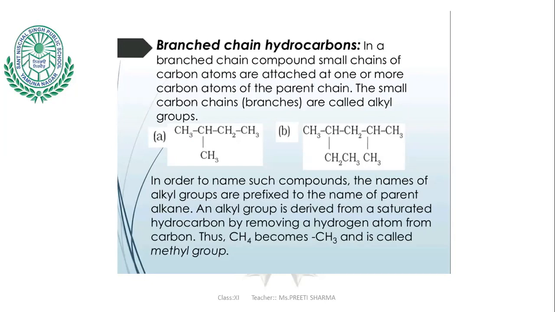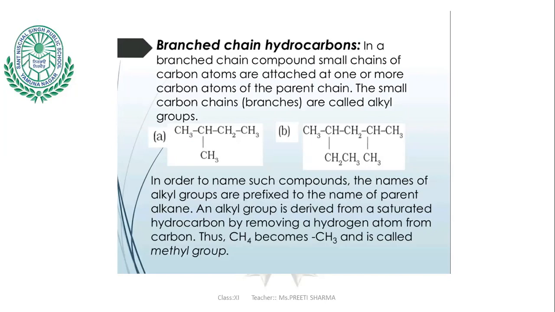And if we have to do the naming, first of all we'll select a carbon chain having a maximum number of carbon atoms. We'll select that. So we'll name that chain, and before that we'll name the substituent which is attached to it, and on which position it is attached. So here the name of this compound is 2-methyl butane.